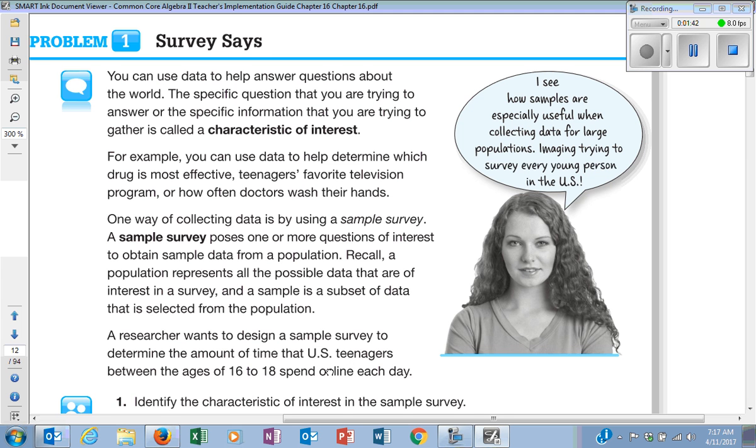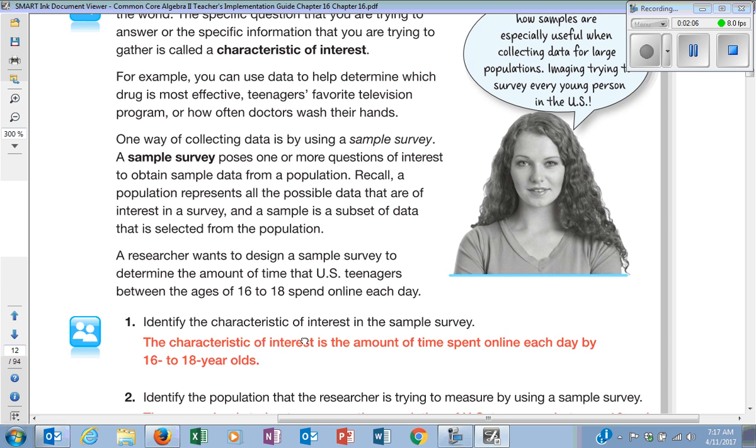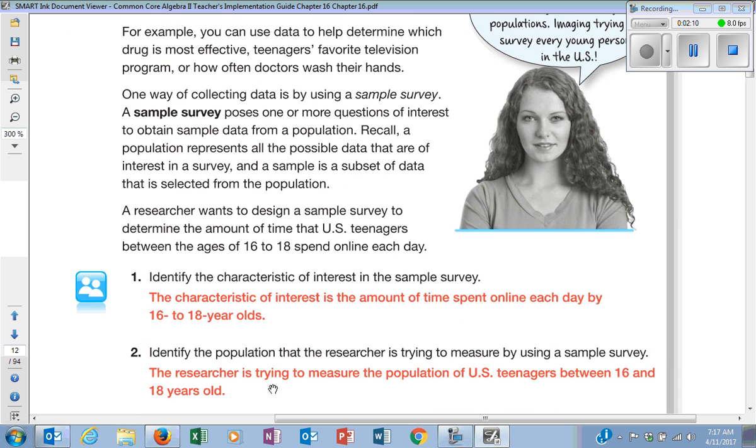Okay? Identify the characteristic of interest. That would be the amount of time spent online each day by a 16 to 18-year-old. Does it matter that it's for 16 to 18-year-olds? Yes. Okay? That details this characteristic of interest. Identify the population. Okay, now what is the population? The population is the teenagers between 16 and 18 years old.